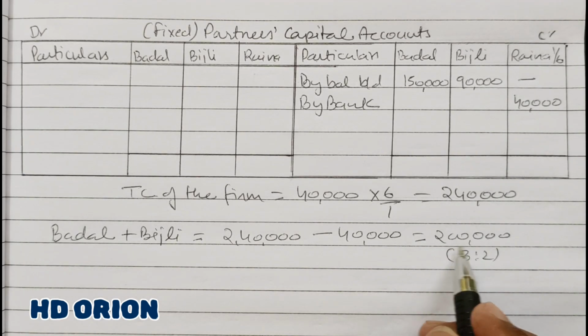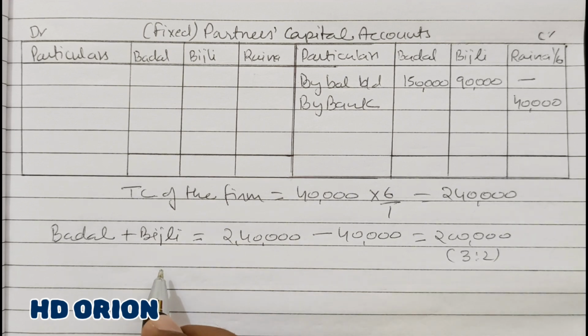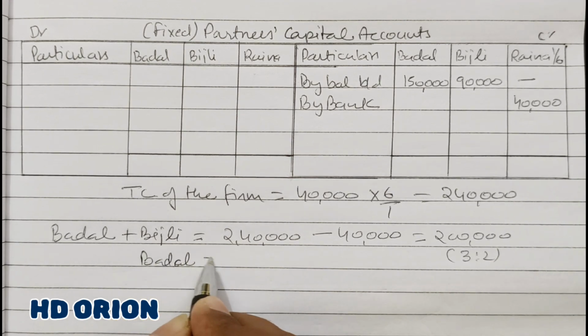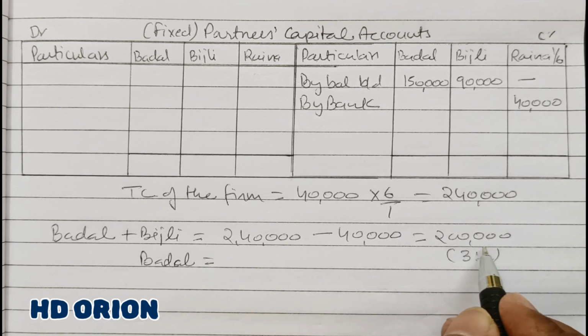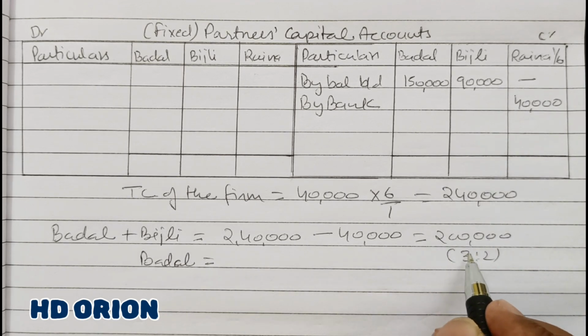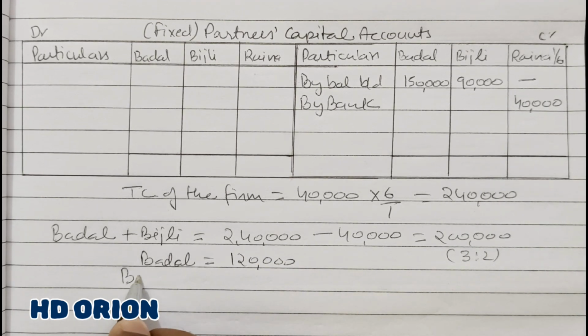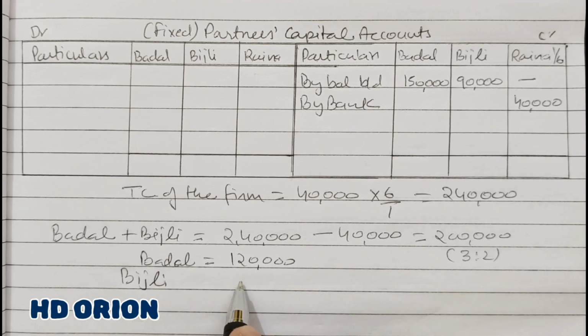So when you divide 2 lakh in 3:2, Badal's capital will be equal to 2,00,000 divided by 5 into 3. So you will get 40,000 into 3, 1,20,000. And Bijli, 40,000 into 2, 80,000.